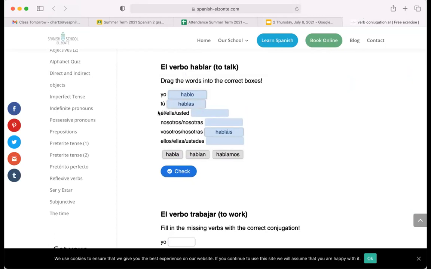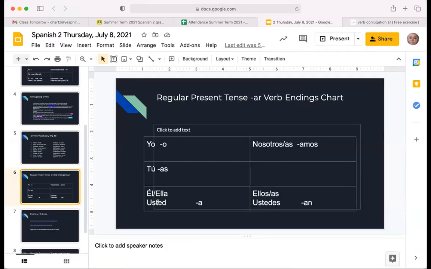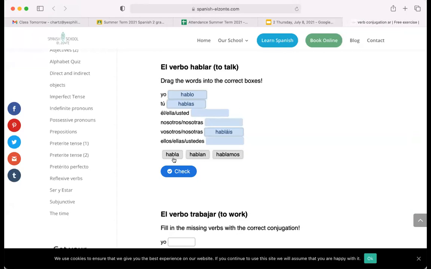And then for the he, she, or you formal talk, which one are we going to pick for there? We can go back and look at our chart. And we add an A to the end. So which one are you thinking? The first one. Yep. And that means he, she, or you formal talk. And then what do you think about we for nosotros or nosotras? What do you think out of these two?